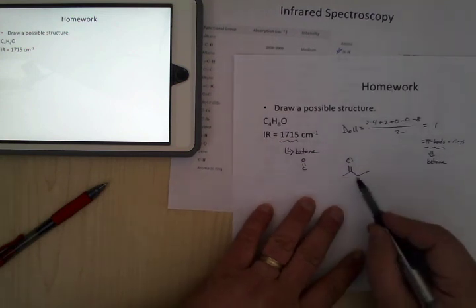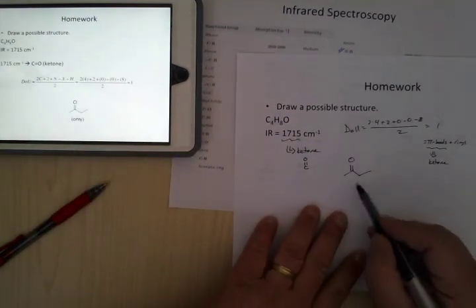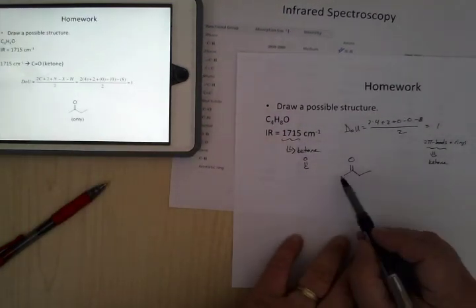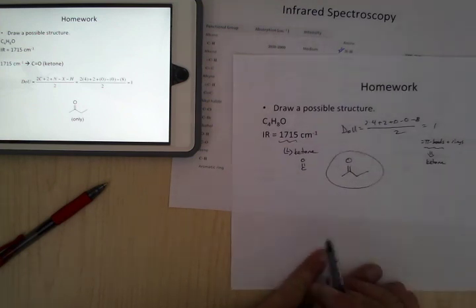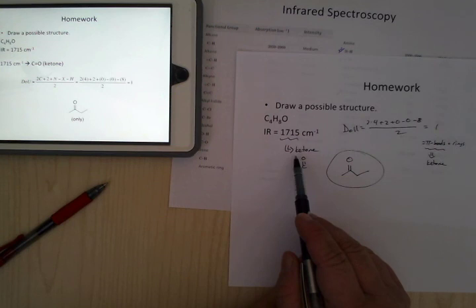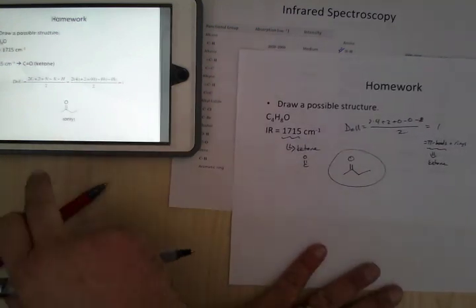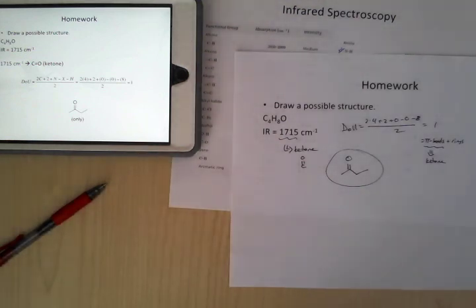Now you could number it differently and put the C=O there, but it's the same molecule. This is the only thing it could be that satisfies both this formula and this infrared spectrum. So be careful. And that's it. Good luck.